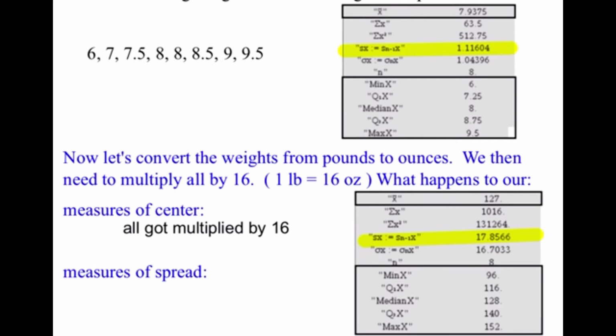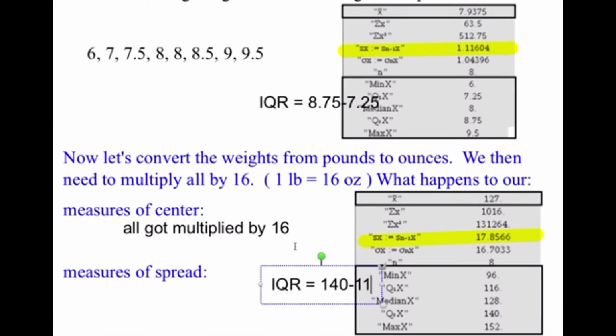You could then look at the IQR. IQR for the top data was Q3 minus Q1, so that would be 8.75 minus 7.25. IQR down here, Q3 minus Q1 would be 140 minus 116. So you'll see that the IQR also got multiplied by 16. So the measures of spread are also getting multiplied by 16.